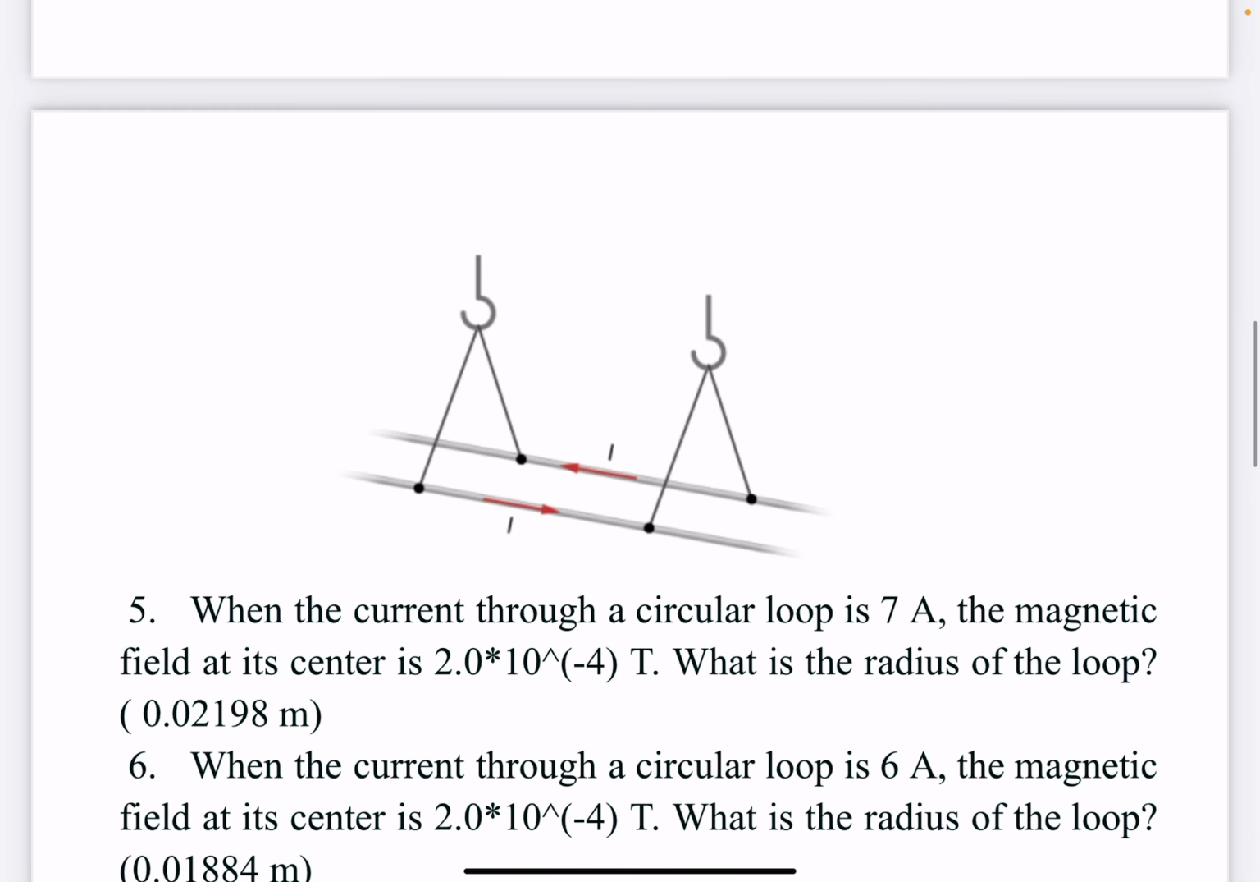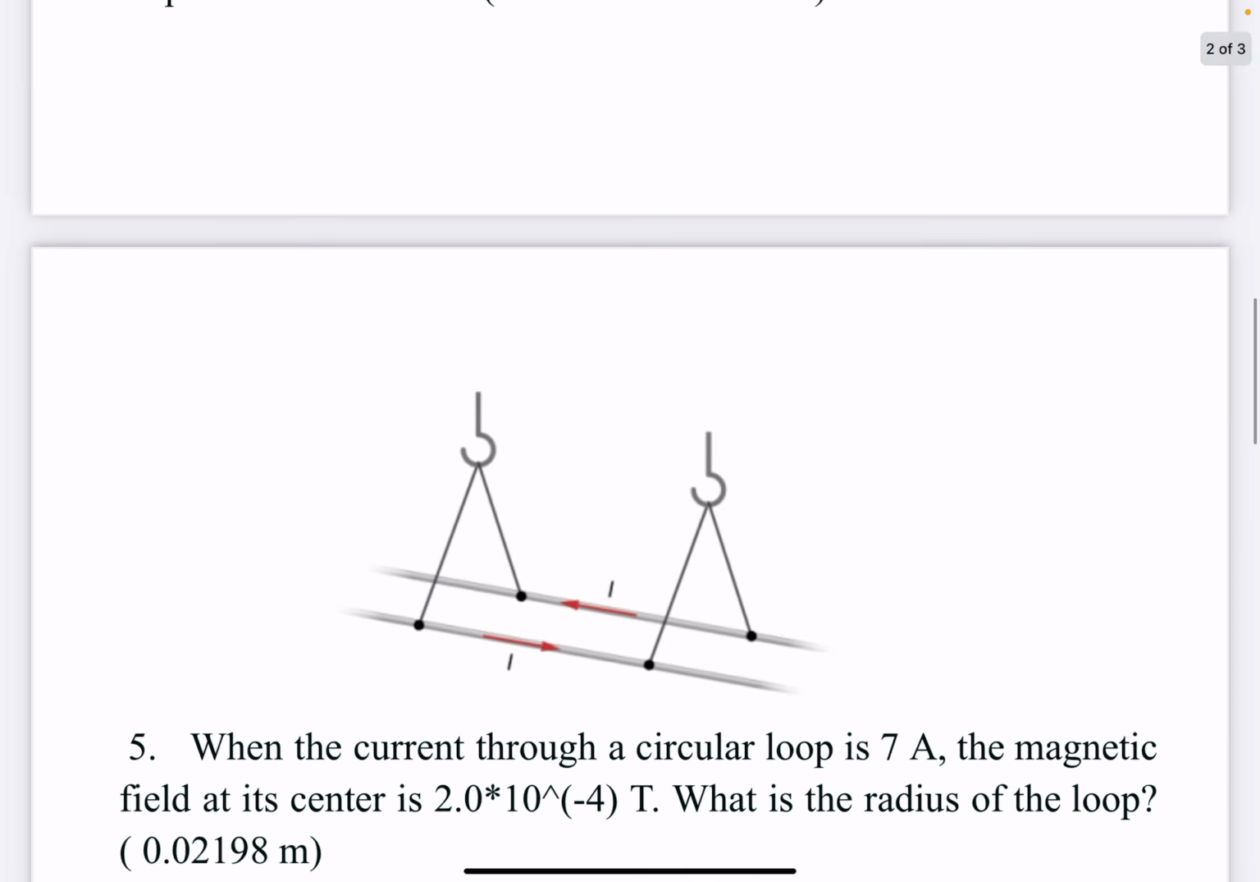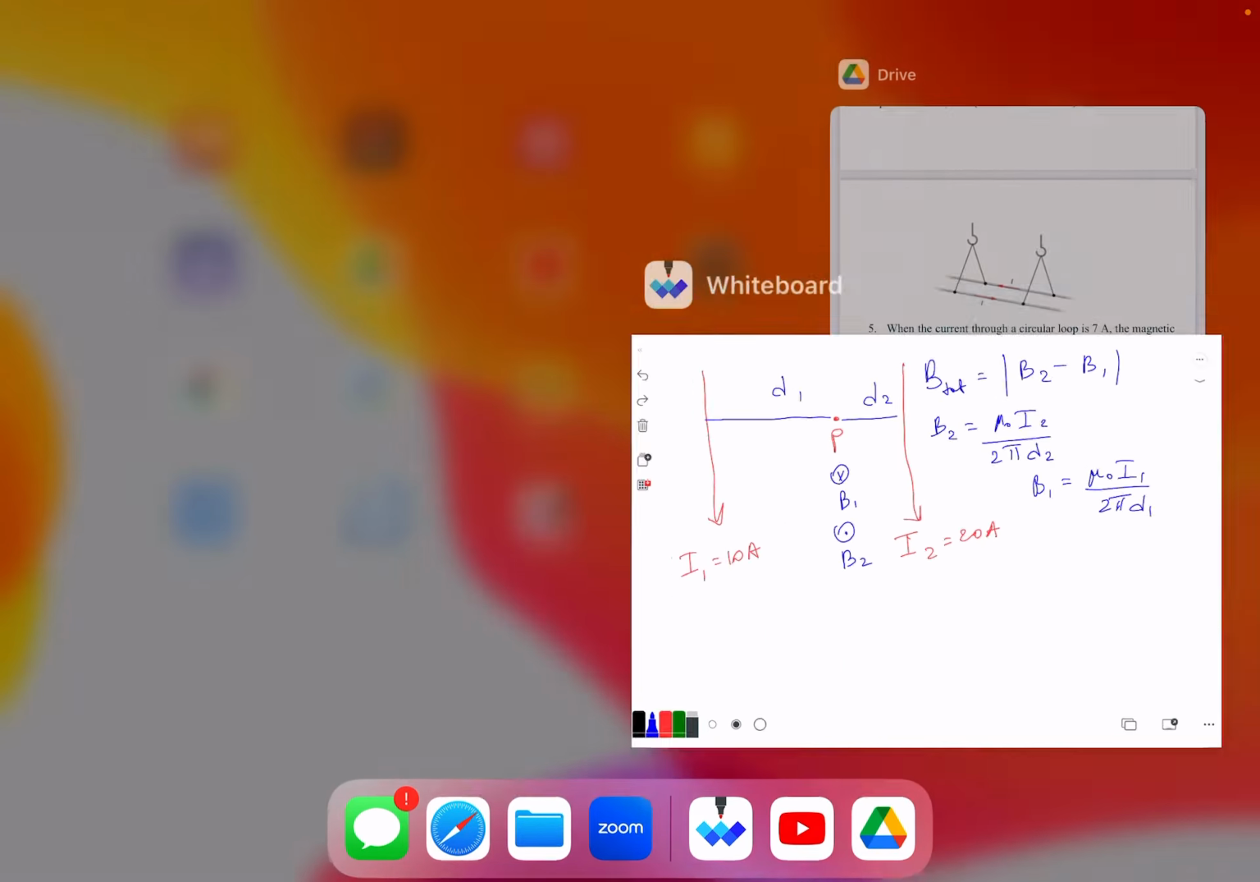Okay, so in this problem, basically we have to find the current, correct? Okay, let's start drawing it then. So the given value is basically mass per unit length, m over L, which is 30 gram per meter. You have to convert into kilogram per meter. And if you look at the side view of that picture, what you get is basically like this one.